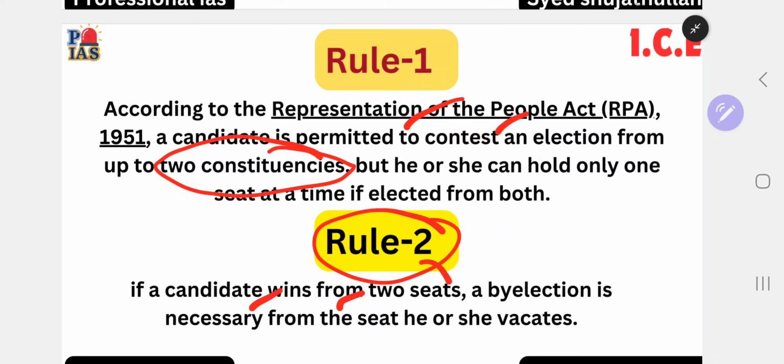If a candidate wins from 2 seats, a by-election is necessary for the seat he or she has to vacate.